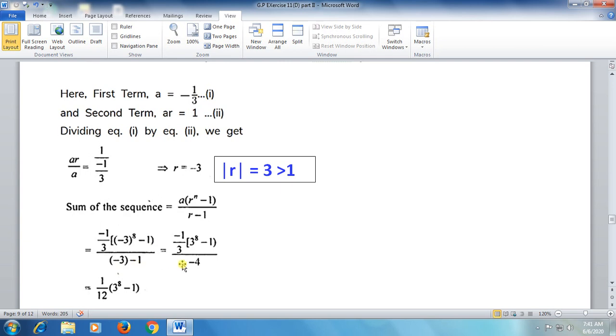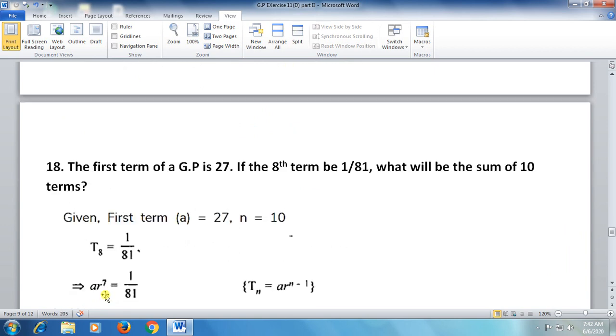Minus 3 minus 1 will lead to minus 4. In the numerator, keep minus 1 by 3 as it is. For any negative value, if the power is even, it results in a positive value. So minus 3 to the power of 8 can be written as 3 to the power of 8. When minus 1 by 3 and minus 4 is simplified, we will get the value 1 by 12. Minus and minus get cancelled, 3 4s are 12. Hence the final solution is 1 by 12 into 3 to the power of 8 minus 1.